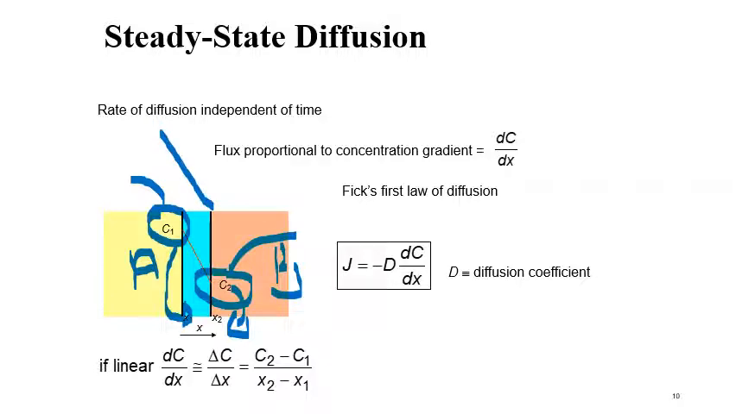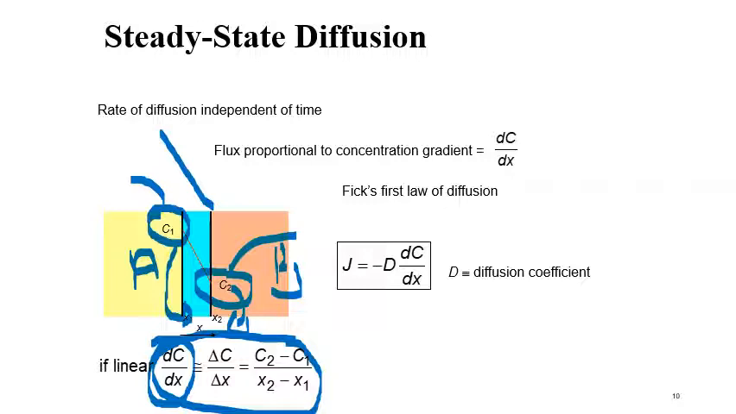Okay, so when it is linear, if you take the ratio, we can say dC/dx will be equal to ΔC/Δx, that will be equal to (C2 minus C1) divided by (x2 minus x1). So that is what we call the concentration gradient. It means the gradient exists between x2 and x1 in terms of C2 and C1.